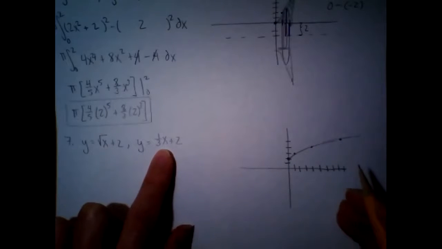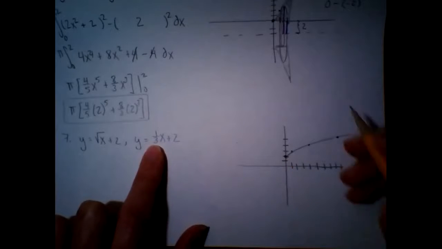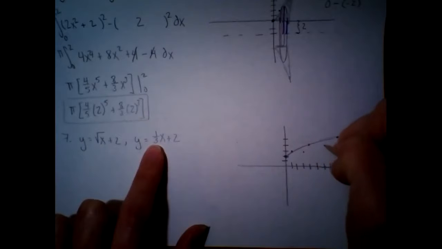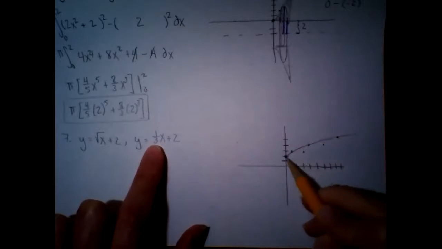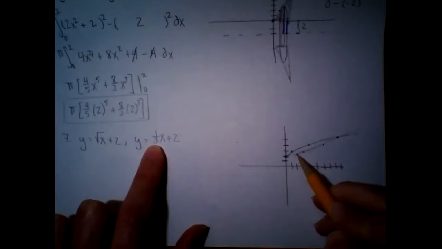And then y equals 1/3 x plus 2. So again, it's going to start at 0, 2. Slope is 1/3. So we're going to go up 1 over 3. And so you get this kind of like tiny little slice in here.